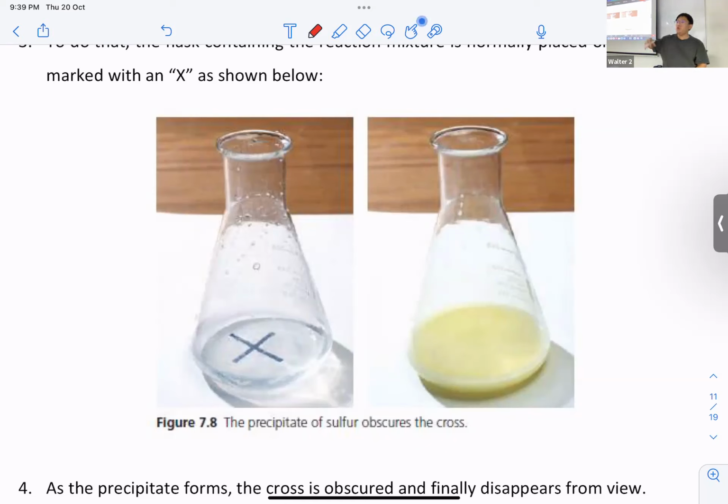If you were to use different concentration of sodium thiosulfate while keeping the concentration of acid constant, you will realize that the time taken for the cross to disappear will be different. The more concentrated the reactant is, the faster the cross will disappear. The faster the X will disappear. Because the sulfur will form faster.